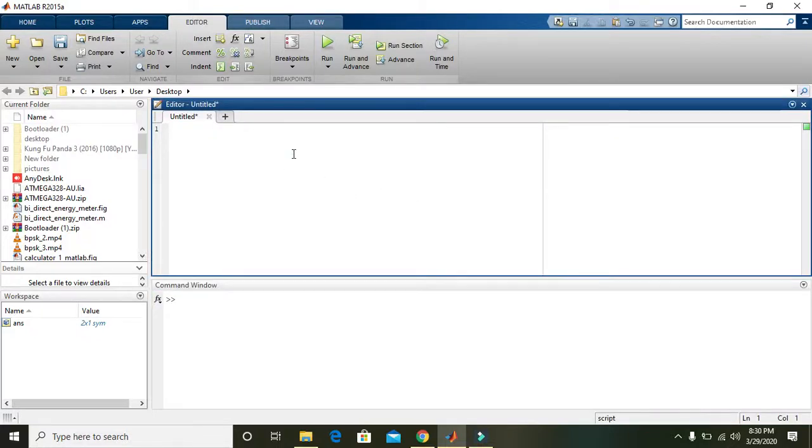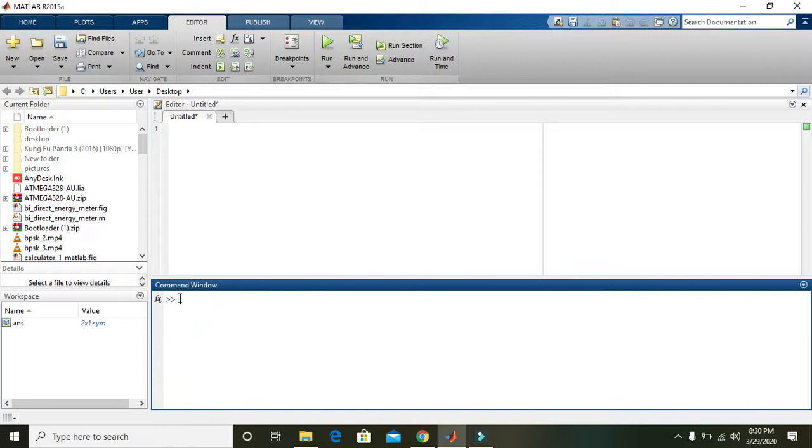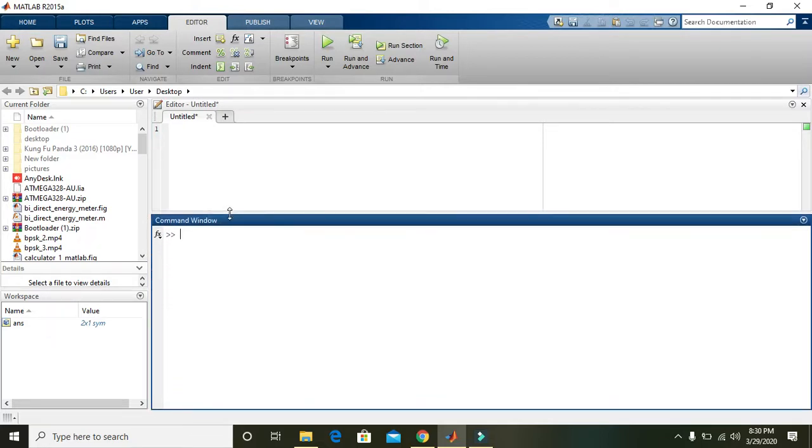Today in this tutorial we will learn how to solve a simple algebraic equation within the MATLAB platform. So here you can see two windows. One is the M file window, that is editor dash untitled, and the below one, that is command window. So for this topic we will use the command window.